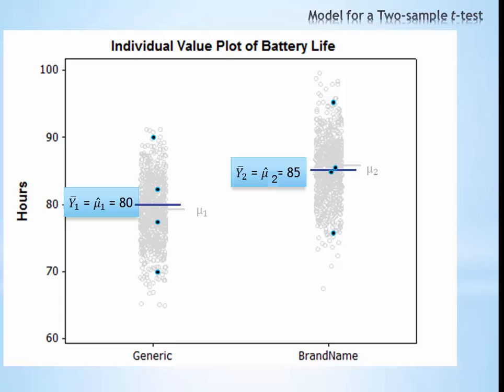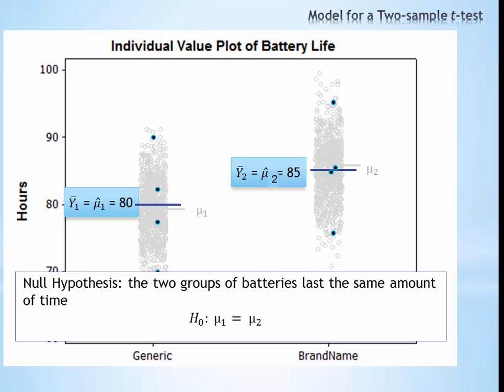We don't know what the mu's are, but we can calculate y bars, or sample statistics, to estimate what the population parameters are. So in essence, we can generate a null hypothesis that says we are testing whether the mean of population 1 is equivalent to the mean of population 2. If the y bars are relatively close together, we have no reason to reject this null hypothesis. But if the y bars are far apart, we can reject the null hypothesis.